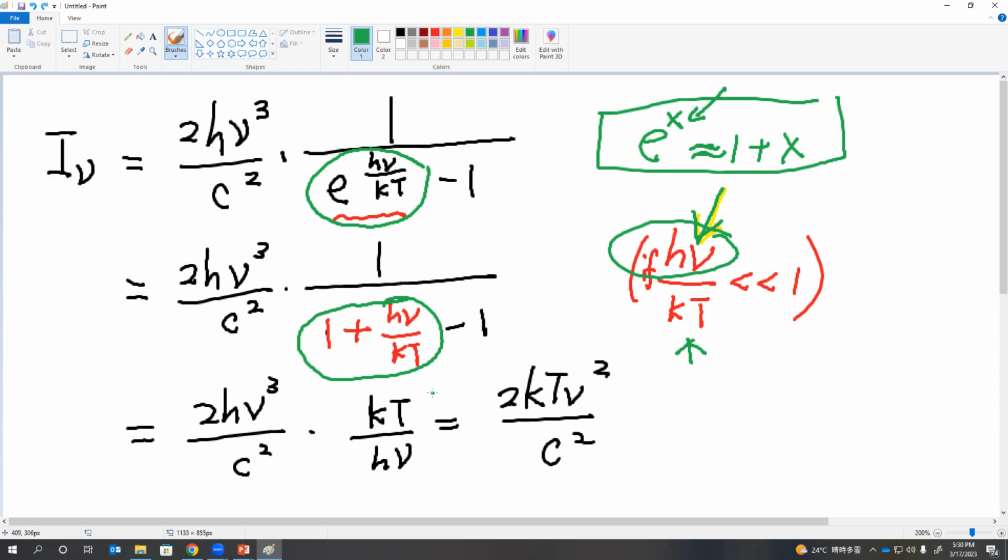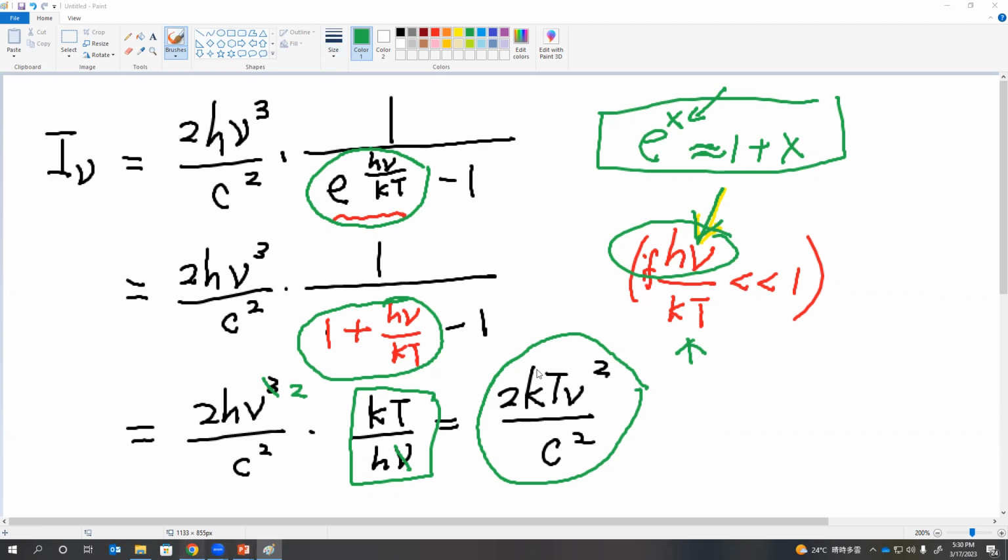So what do we get? We will get kt over h nu, kt over h nu, right? And then we cancel out the result. Nu cancels here and becomes 2, and so we get this result. This is the approximation when we talk about the long wavelength side, and we call it the Rayleigh-Jeans tail in radio astronomy. Rayleigh-Jeans tail.